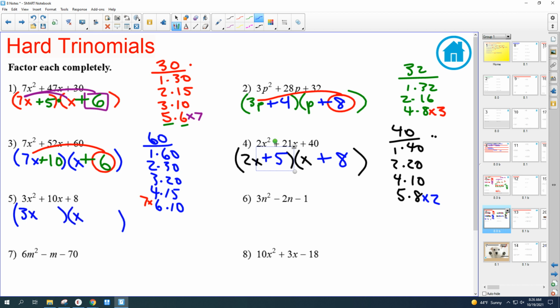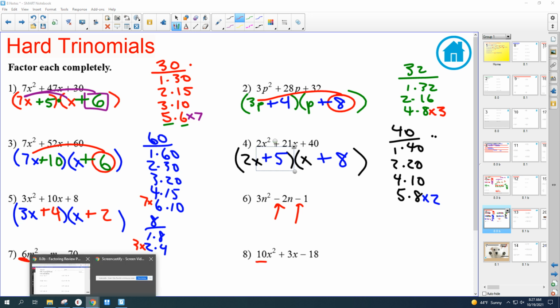3x and x. The smaller the numbers, the easier it is, I think. 8 is 1 and 8, 2 and 4. How can I use that 3 to make a 10? Three times 2 is 6, plus 4. So that means the plus 2 goes over here and the plus 4 goes over here. That's how it works. Now, it's definitely going to be harder once you start throwing in negative signs. You've got more things to think about, and sometimes the non-prime numbers make this harder.